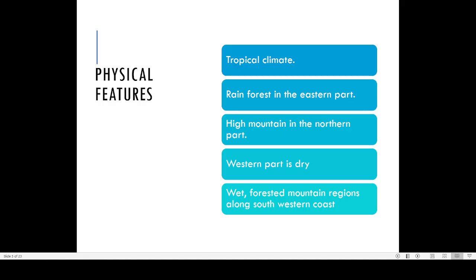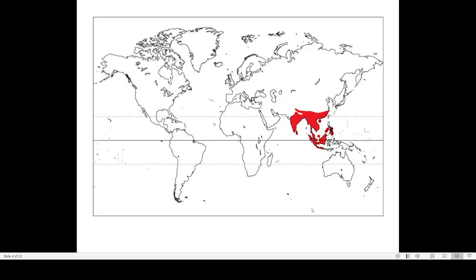So that is why the western part of this Oriental region is considered as drier. Then there is a wet forested mountain region along the southwest. Wet means a lot of rainfall. Forested means thick forest, and mountain means a high region. So wet forested mountain region along the southwestern coast, which is the Kerala region and the Karnataka region.